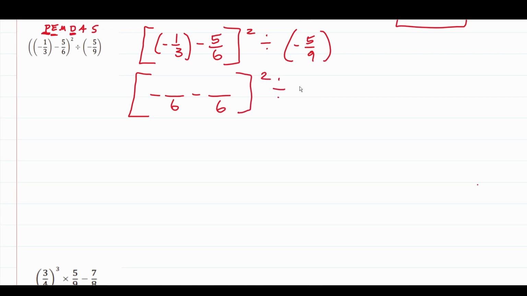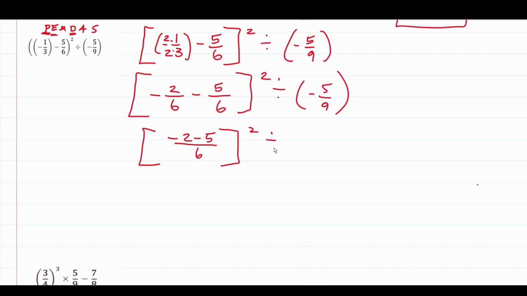And before I do that, I'm just going to copy everything else down that I can. So to write 3 as 6, I would multiply it by 2. Again, 2 times 3 is 6, and I'm also going to do that to its numerator. 2 times 1 is 2. 5/6 is already over 6, so we're just going to copy that one as is. And now that these have the same denominators, we just do this. This is negative 2 minus 5/6. Of course, this is squared, divided by negative 5/9.